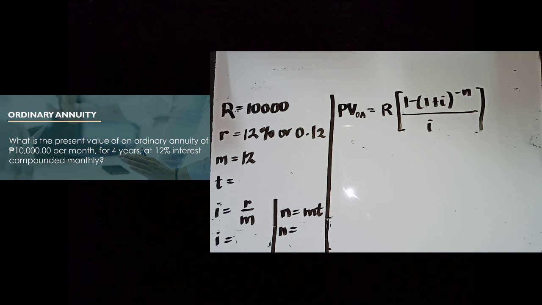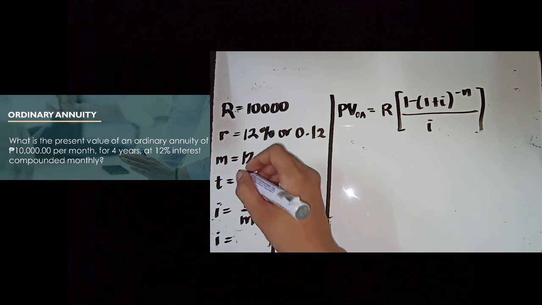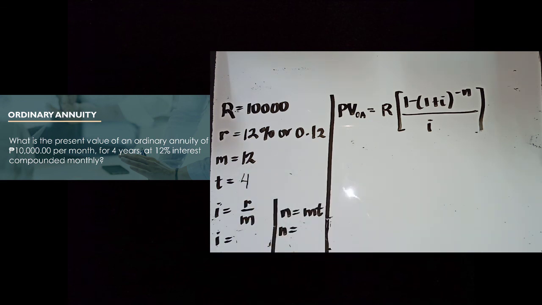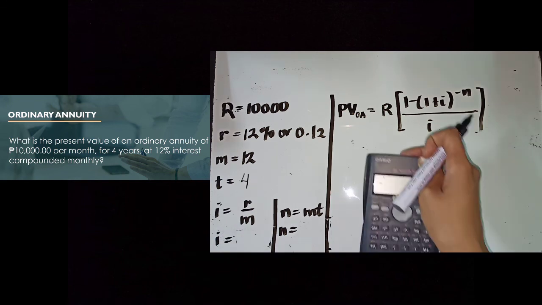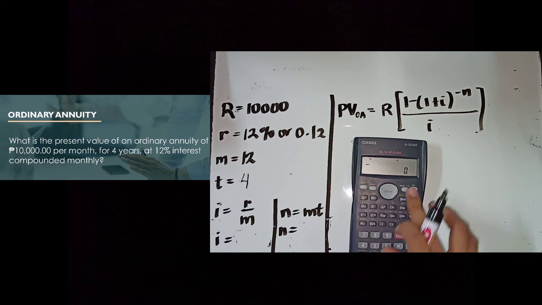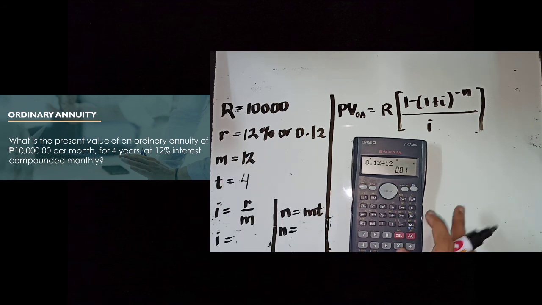So, bakit po 12? Compounded monthly. Again, compounded monthly, we have 12 months in a year. Okay, so next, the value of your T. The value of our T is 4. So, that is 4 years. So, now, what is the value of your I? Again, to solve for I, that is R divided by M. So, the value of your R is 0.12. Then, divided by M, which is 12, so that is equal to 0.01.